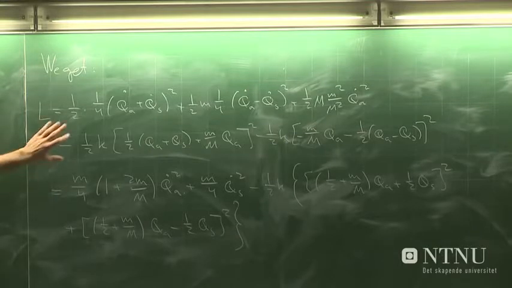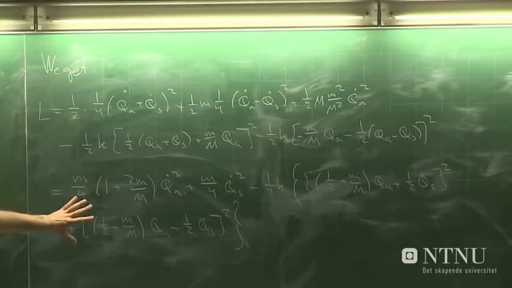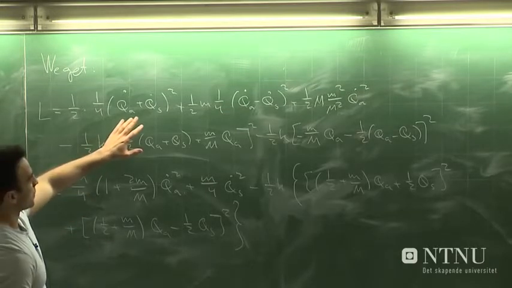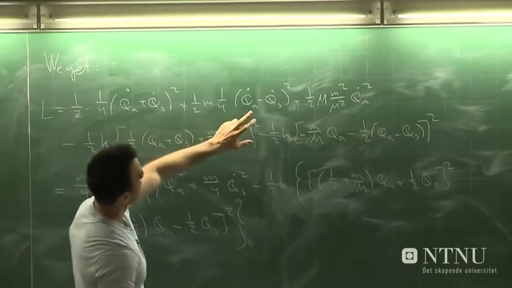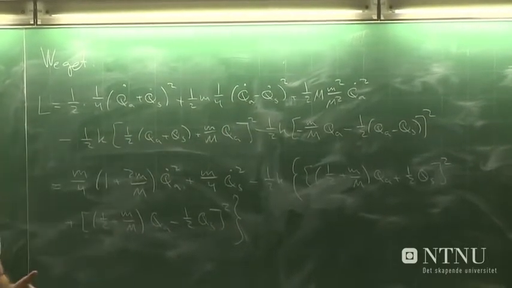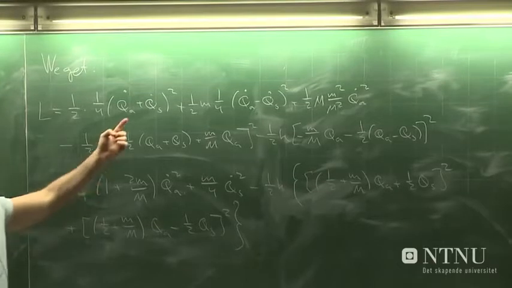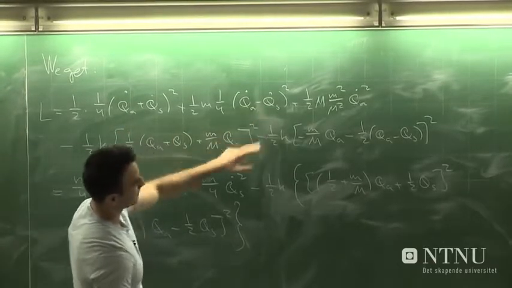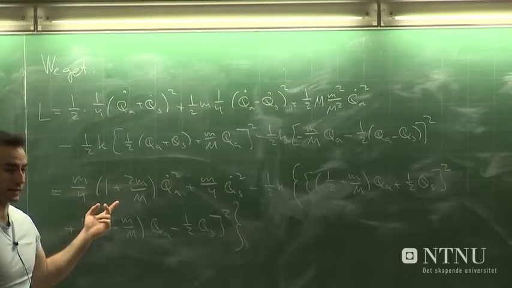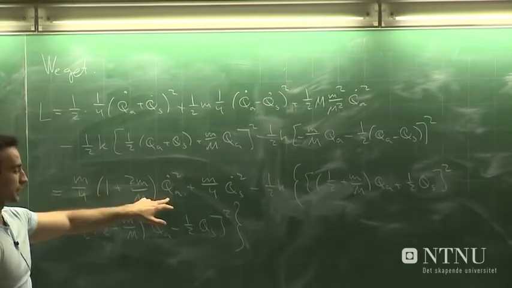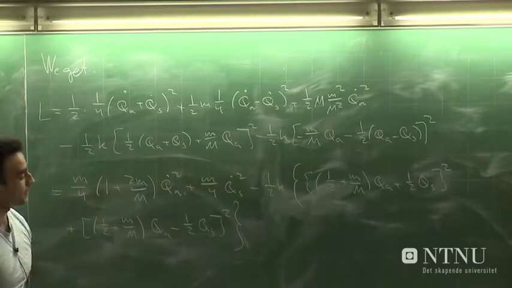I can simplify this, or rewrite it, if you will, to the following. So first of all, we see that in general we get cross terms from these squares. But the cross products cancel, because you have different signs here and here. So these are the terms that describe the kinetic energy. There's no coupling between QA and QS.